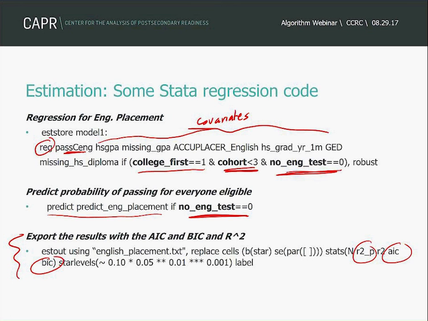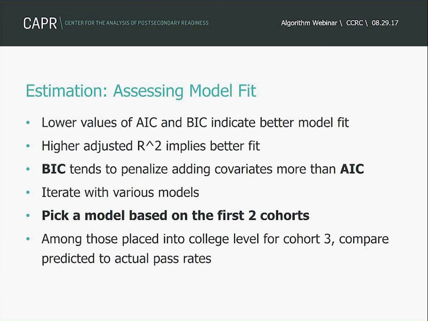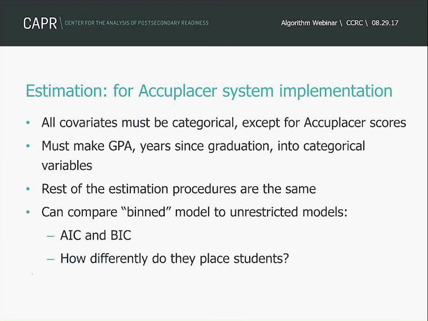And so what we can fiddle around with here is the covariates that we include up here. So we can change the covariates here. We can add interactions, higher order terms, dummy variables, et cetera. Okay, so moving on a little faster here. As I mentioned before, use the AIC and BIC to compare models. Use it based on the first two cohorts. And then that allows you to do some out-of-sample predictions and assessments of the model in cohort 3 here as well.